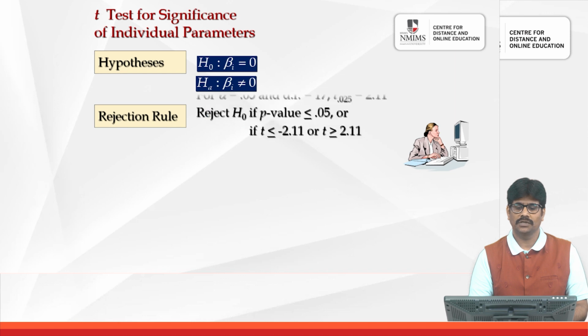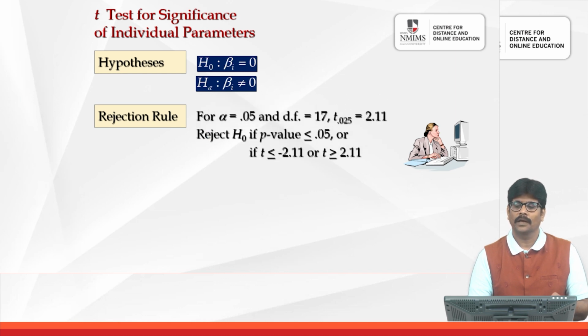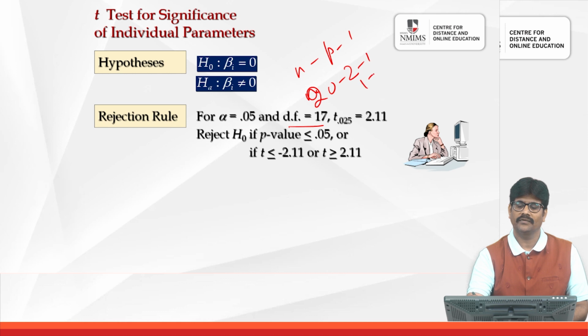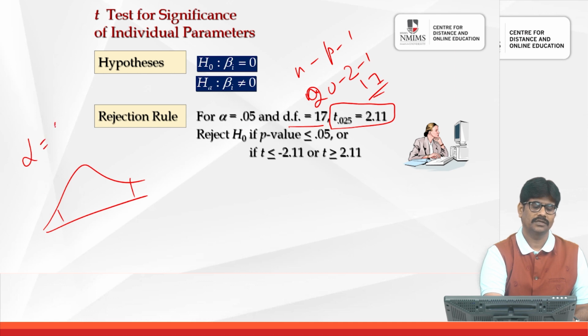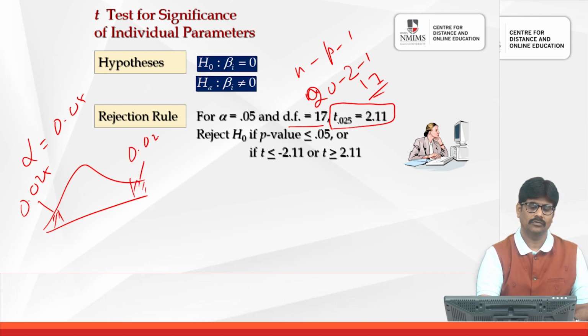So, testing for individual significance with respect to our example. We get the degrees of freedom as 17, which is n minus p minus 1. So, n is equal to 20, the number of independent variables is 2, minus 1, and hence 17, right. And then we calculate t at 5%. If alpha is 5%, it gets distributed on either side. So, total alpha is 0.05, this side alpha will be 0.025 and this side alpha will be 0.025. So, that is what is t alpha by 2.